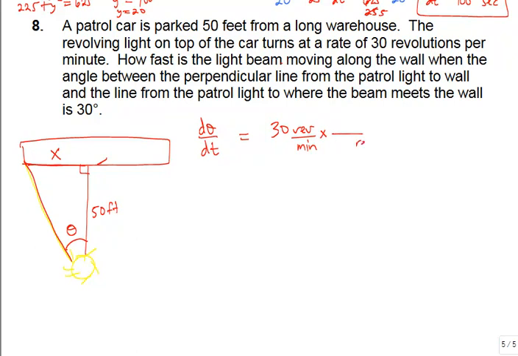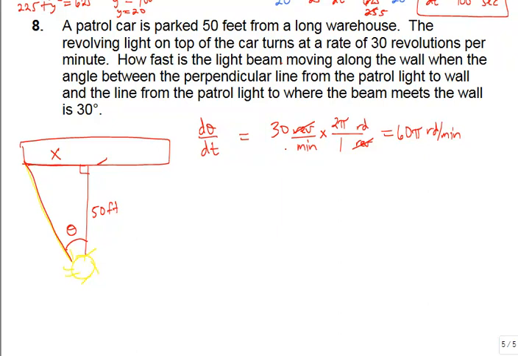I know that if I convert revolutions to radians, I would need my revolutions to be on the bottom here and radians on the top. I know that in one revolution, that sweeps through 2 pi radians. So multiplying across, 30 times 2 pi gives me 60 pi radians per minute. So all I did there was change my d theta dt so that it was in terms of radians instead of revolutions, just to make it more consistent with what we do in calculus.